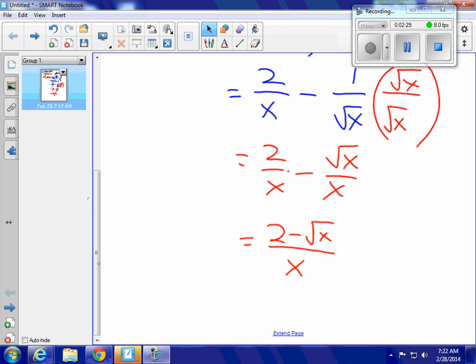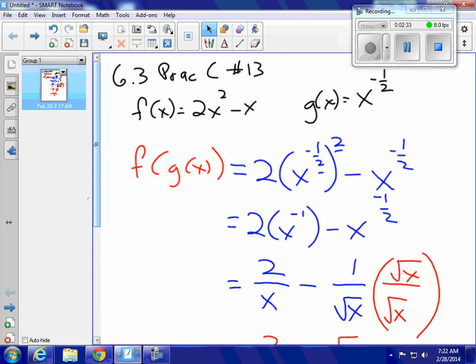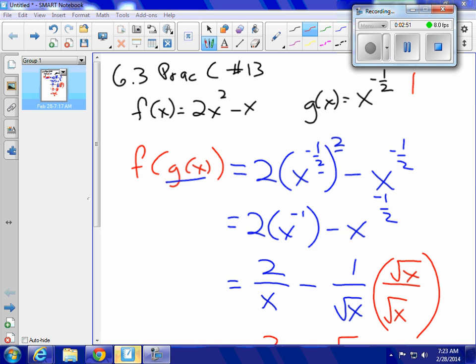Now I need to specify what is the domain. So I'm going to go back to my original functions. And first I'm going to look at the inside function, g of x. I'm going to rewrite it so that it's maybe even a little bit easier to see. G of x is 1 over the square root of x.